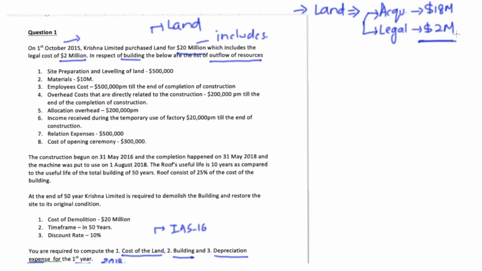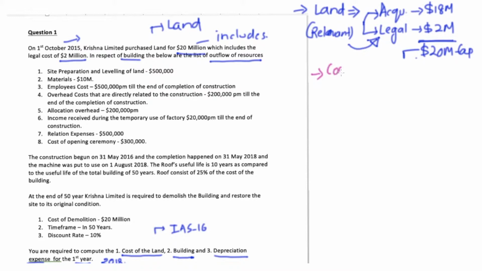Now, let's understand the concept of cost. We already discussed that all those relevant costs that the entity has incurred because of the purchase of land need to be capitalized. If they do not purchase the land, they won't incur the legal cost. So the legal cost is only incurred because Krishna Limited wants to purchase the land. Hence, the total 20 million is capitalized as a part of land. Now let's look into the second question.